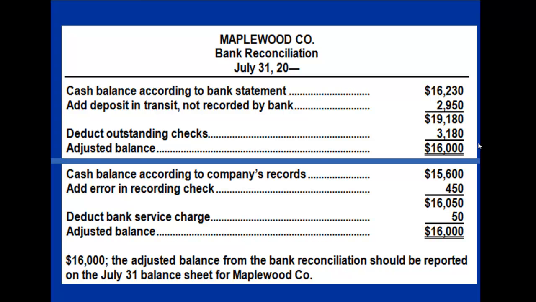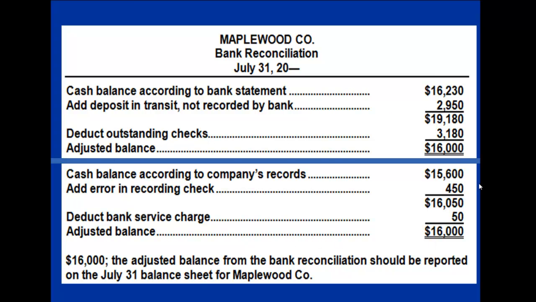Now keep in mind here that everything in the top half of this bank reconciliation, these are adjustments that we had to make in order to get to this adjusted balance. But we're not going to need to make any journal entries. This is the bank's business up here, right? So these deposits in transit and outstanding checks, they're eventually going to clear. We don't need to make any journal entries up here.